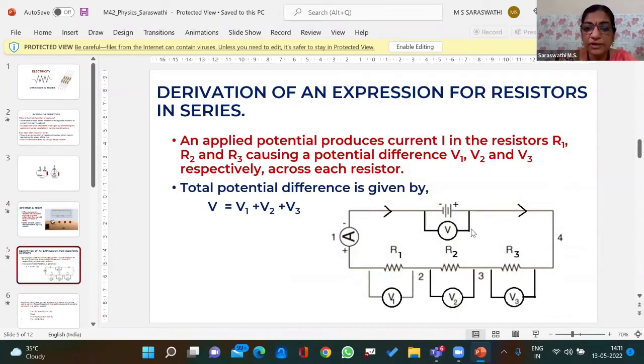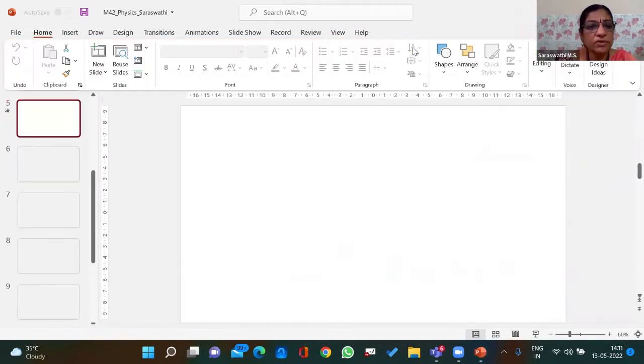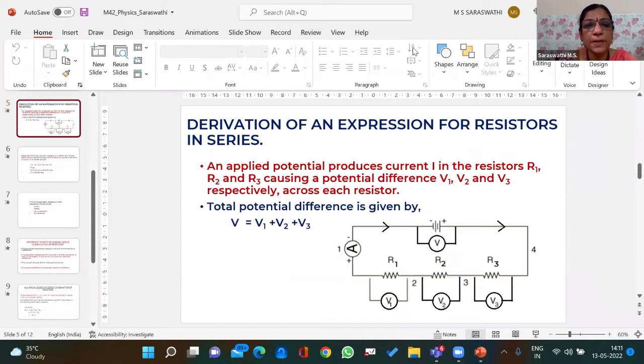So the potential, can you see? Is the screen visible? Yes, ma'am. Okay. This is good enough, no? Or you want me to enlarge it?